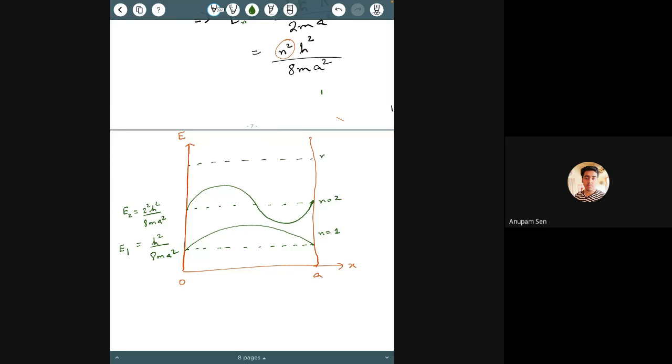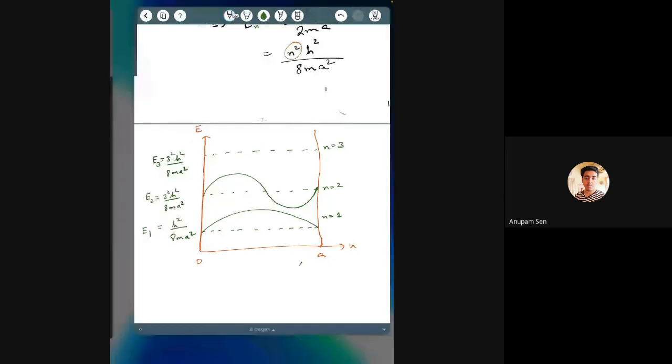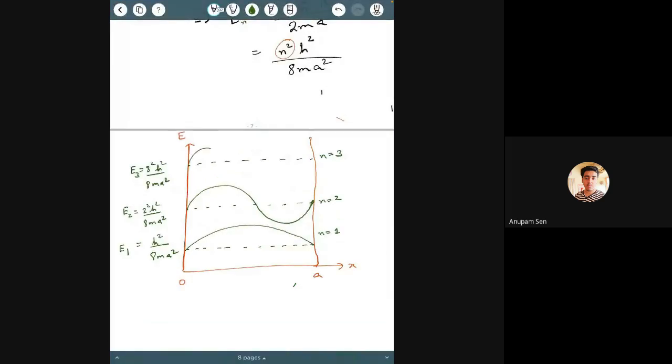Then for n equal to 3, I have E3 equal to 3 squared h squared by 8ma squared. And here again I will have something that looks like this, so 1/3 of the way. So it will look like this.